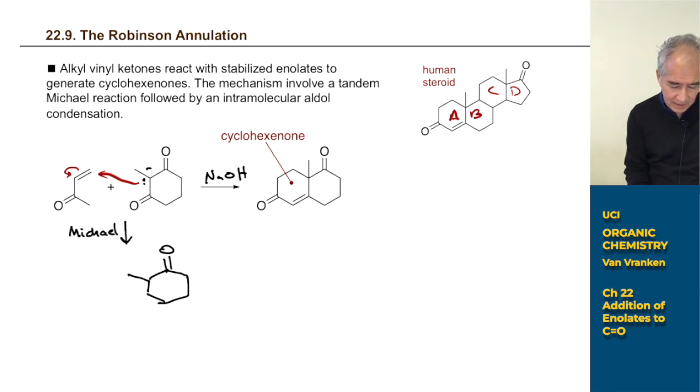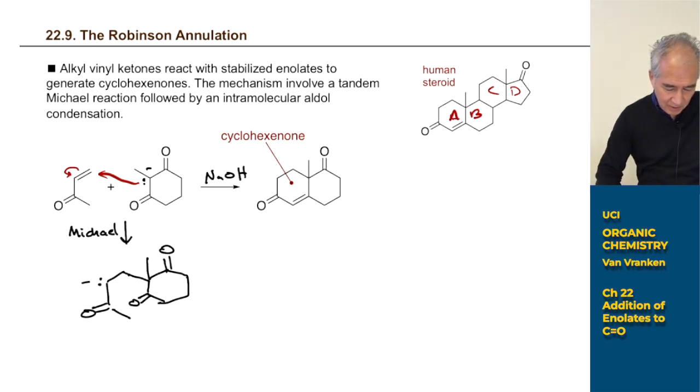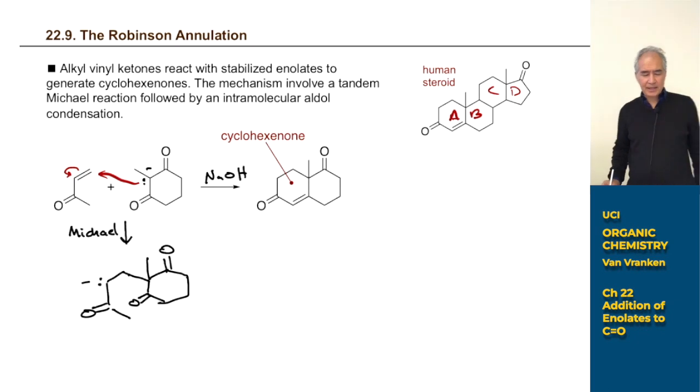Here's my new bond. It makes a new enolate here. It's getting kind of crowded, and I'm not going to forget that methyl group that was at that enolate center. Let me draw that going up. So this is what you get after that carbon-carbon bond forming process of the Michael reaction. And you can see that bond that you just formed right here, that's the new bond.